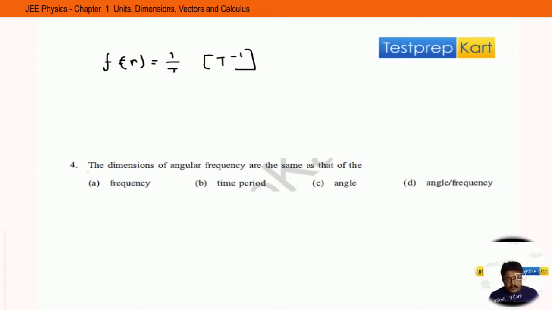So now we just need to check what is the dimensions of frequency. So the frequency is t to the power negative 1. Directly we get it. Same. Now the time period, take it out, t. It is not matching. In case of angle, it is dimensionless.